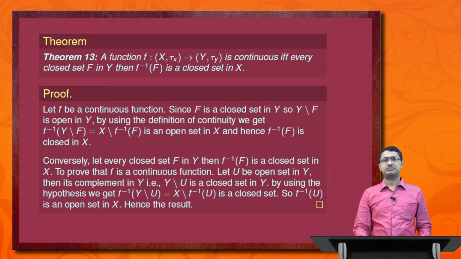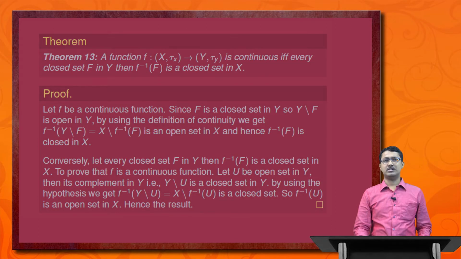Conversely, let for every closed set F in Y, f inverse of F be a closed set in X. To prove that f is a continuous function, we choose an open set U in Y, then its complement in Y, that is Y minus U, is a closed set in Y. By using the hypothesis, we get f inverse of Y minus U, that is nothing but X minus f inverse of U, is a closed set, so f inverse of U is an open set in X, hence the result.